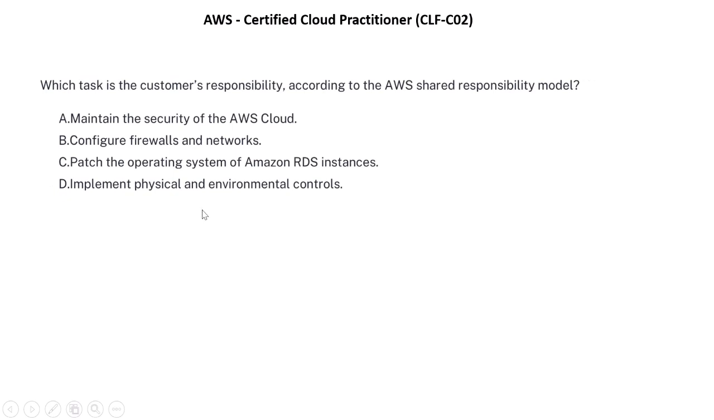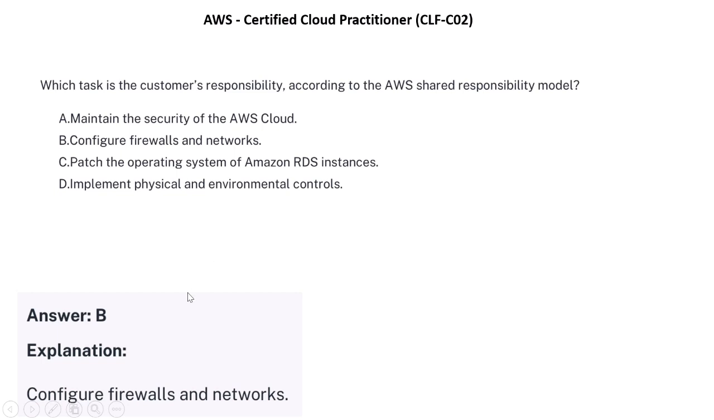Next question. Which task is the customer's responsibility according to the AWS shared responsibility model? The options are option A, maintain the security of the AWS cloud, option B, configure firewalls and networks, option C, patch the operating system of Amazon RDS instances, option D, implement physical and environmental controls. The correct answer is option B, configure firewalls and networks.